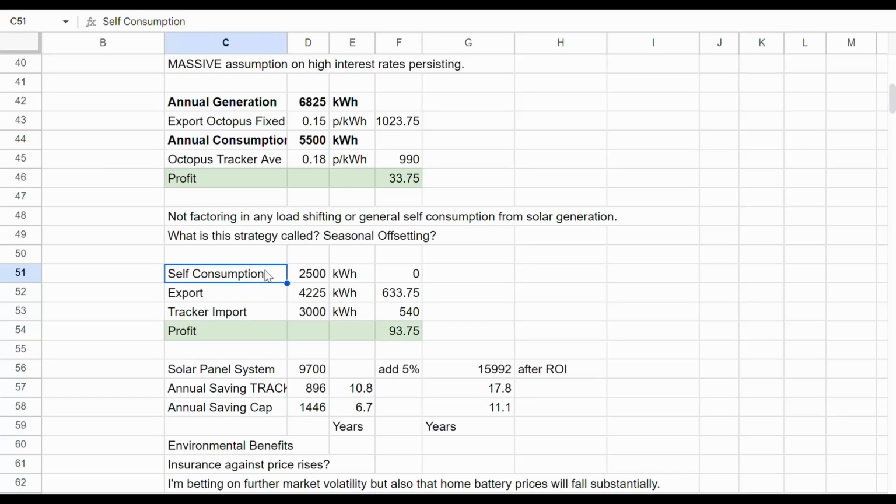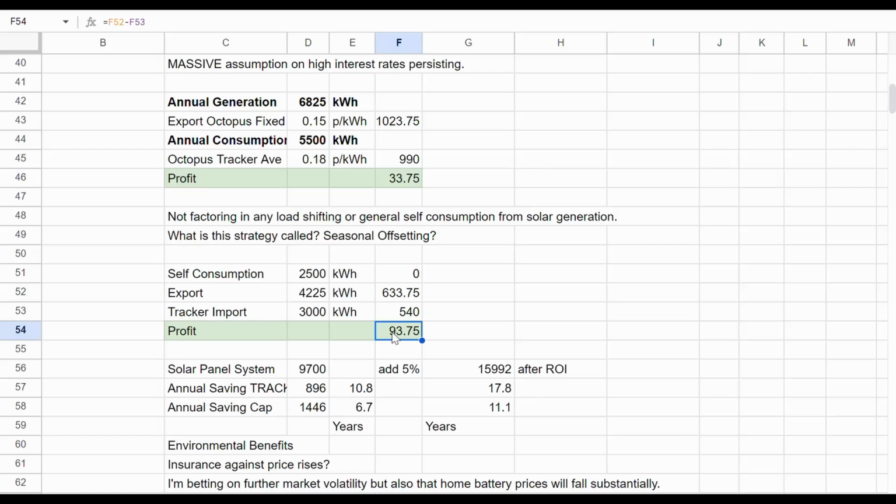So from my understanding, I should be able to achieve 2,500 kilowatt hours of self-consumption, and we should be able to export then the remainder, 4,225, at an income of £633.75. If we then import the remaining balance of what we would need, 3,000 at the tracker tariff at 18p per kilowatt hour, at £540. So then it raises our profit from £33.75 to £93.75.